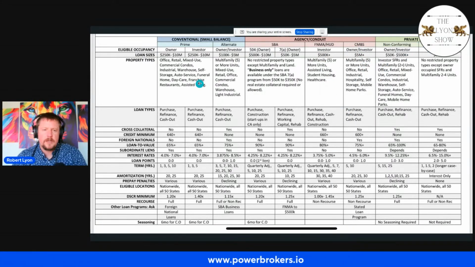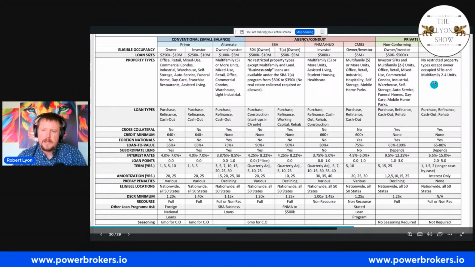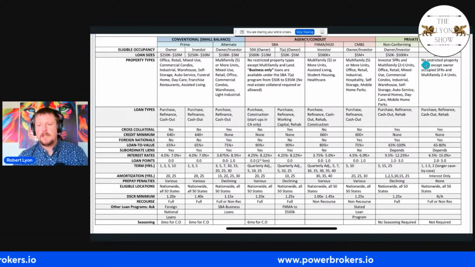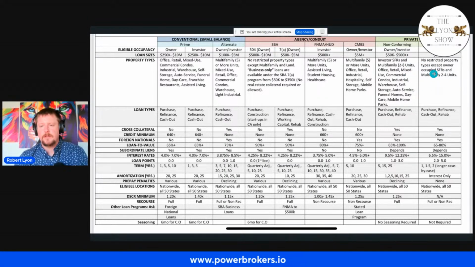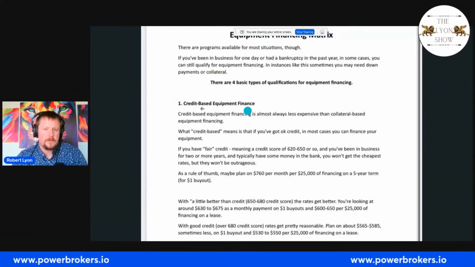CMBS, non-conforming, bridge loans. This is kind of what you're looking for in private money. This would be like hard money lenders and stuff like that. No restricted property types, except for people that are living in them. No restrictions, stuff like this. This is very powerful stuff.